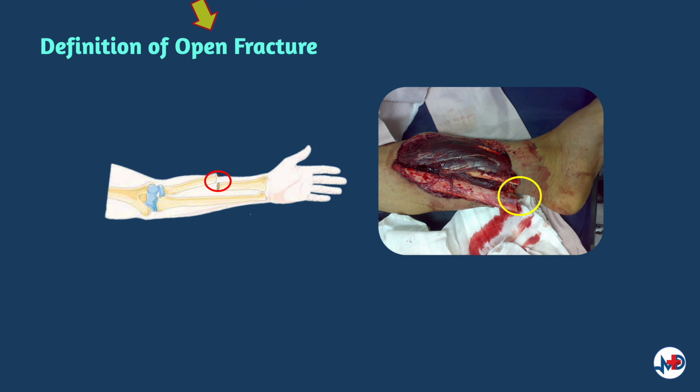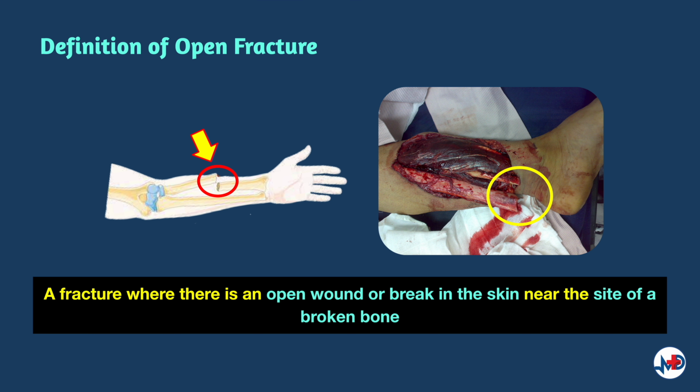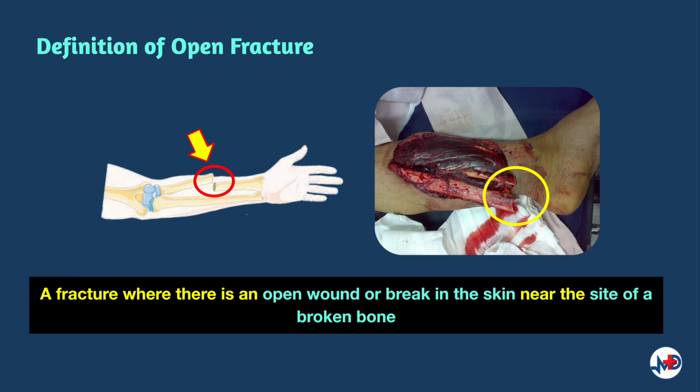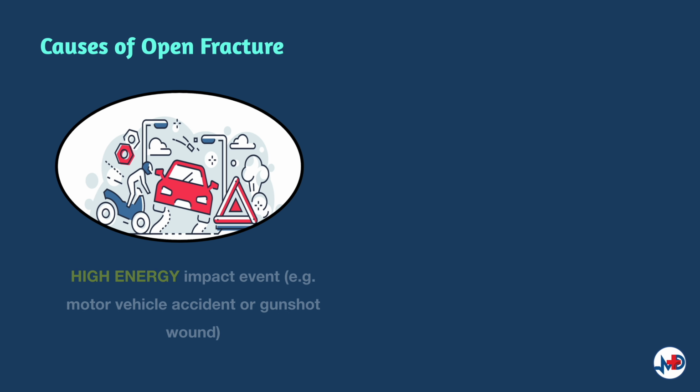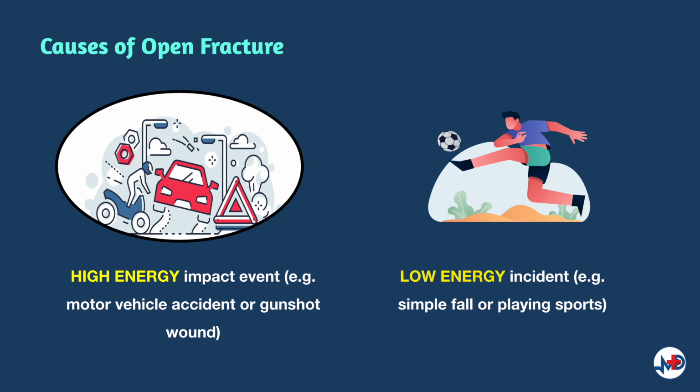So what is an open fracture? An open fracture is a fracture when there is an open wound or break in the skin near the site of the broken bone. Often, we found that open fractures are caused by high-energy impact events such as motor vehicle accidents and gunshot wounds, but can also be caused by lower energy incidents such as simple falls or while playing sports.